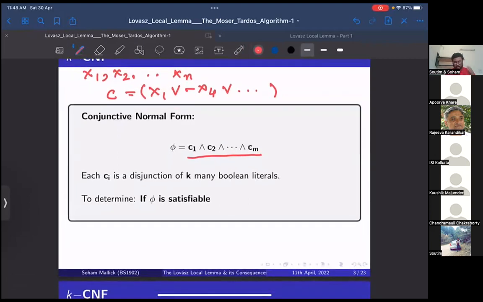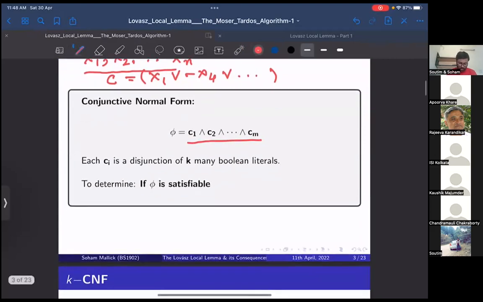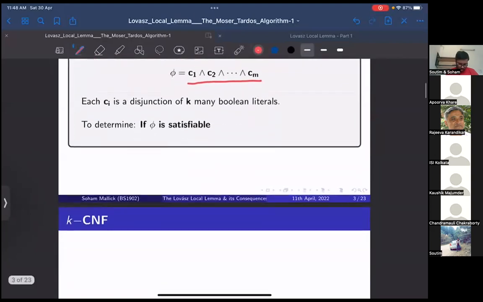So the question is whether there is an allocation of these Boolean variables such that this phi is satisfiable, satisfiable in the sense that this evaluates to 1. So for phi to be satisfiable, all the Ci's must be 1, right? All the Ci's must be satisfied. So this is what we observe.